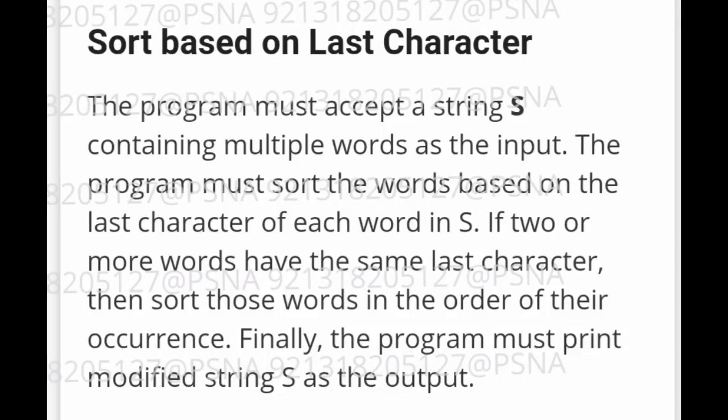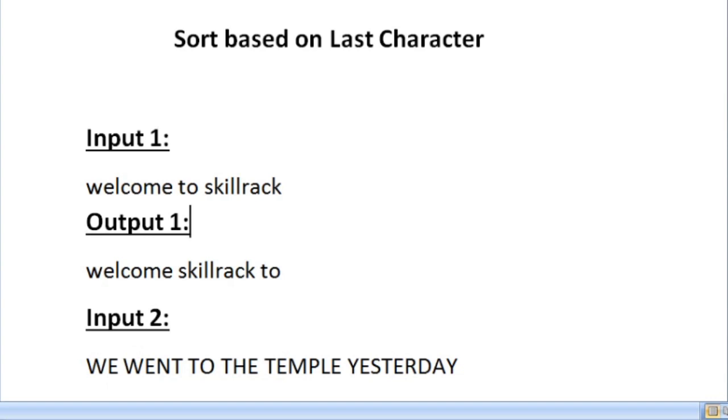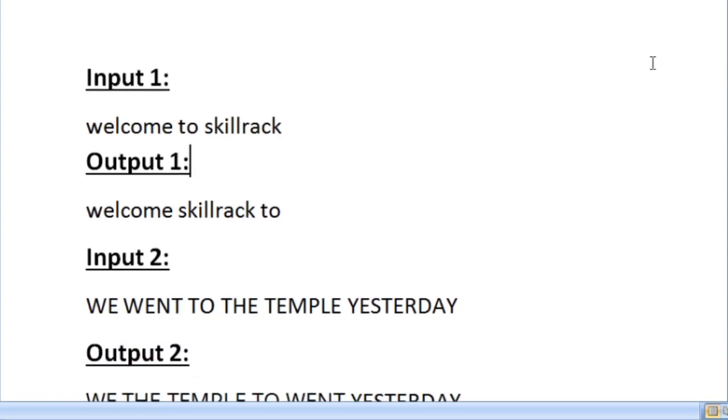This is our question asked in today's Skill Track Daily Challenge. So let us see our sample test cases. For the first input, the last characters of the words are E, O and K. When we sort these characters alphabetically, E occurs first, then K, and then O. So in our output, first we are printing the word with last character E, then the word with last character K, and then finally the word with last character O. So this is how we are getting our output: welcome skill track 2.